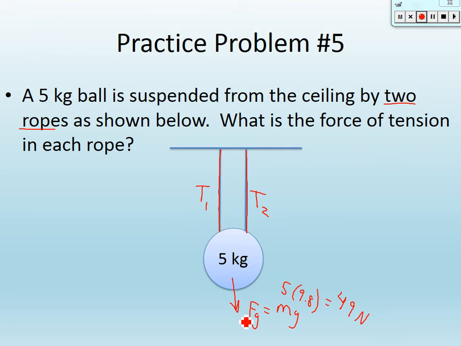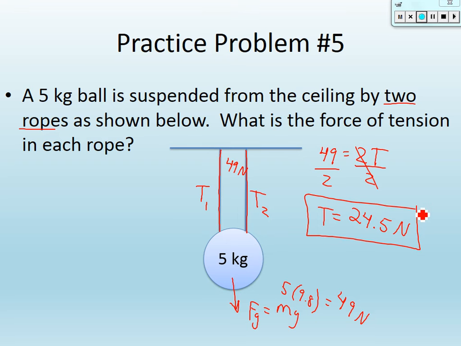Well, if the forces are balanced, whatever the force is down has to be the total force up, right? So I've got a total force of 49 newtons going straight up. But this time I've got 2 ropes. So 49 is equal to 2T. How do you get T by itself? Divided by 2. Tension is equal to 24.5 newtons. So T1 would be 24.5 newtons, and T2 would be 24.5 newtons.